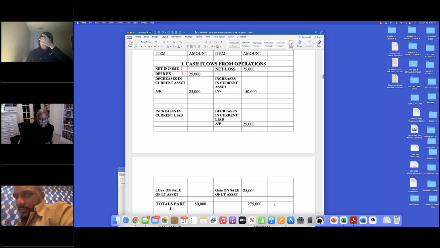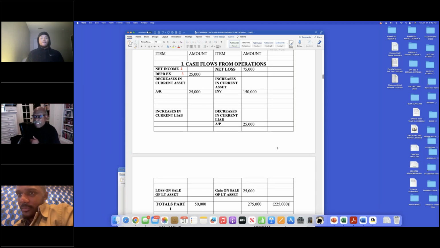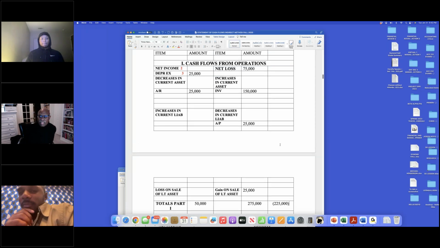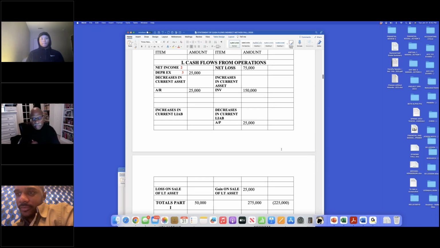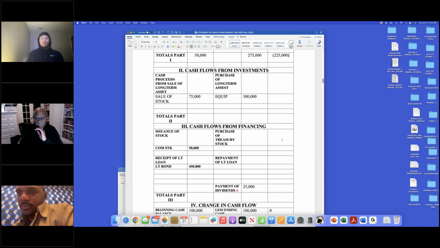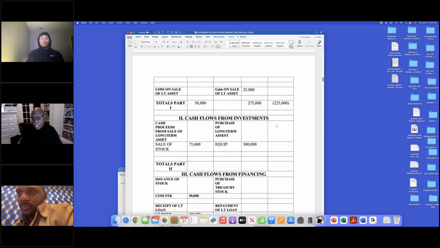So in part one, even though it's a little nebulous what we're doing, we know right away, as soon as we see this negative number in part one, that it's bad because you've got a use problem. So that's what the statement does. It's letting you see it. Your change in cash might have been zero, but you're much worse off than that because you lost 225,000.